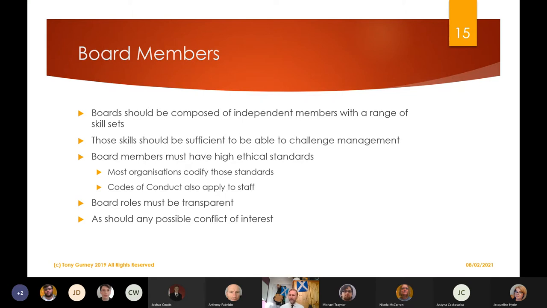I mentioned it last week. It would be like people in the UK government giving lots of contracts to a whole bunch of people who had donated money to the UK government. It wouldn't be right. So there have to be a high standard of skills, a high standard of ethics, and everything should be transparent. People should know what's going on.